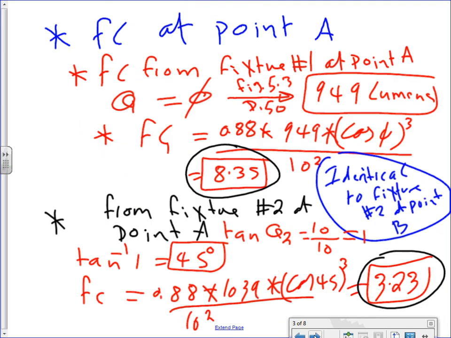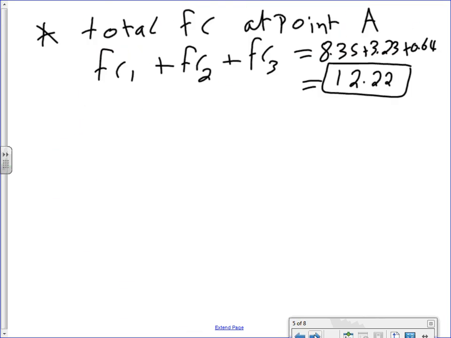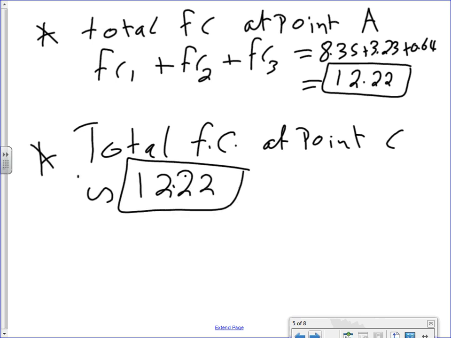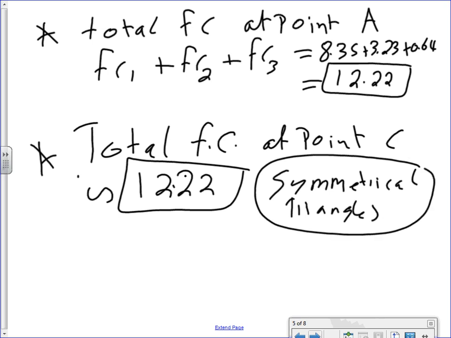Well, for this example, gentlemen, we're not going to mess around with you. So I'm going to write right here: total foot candle at point C is 12.22, identical. Symmetrical triangles, guys. Symmetrical triangles.